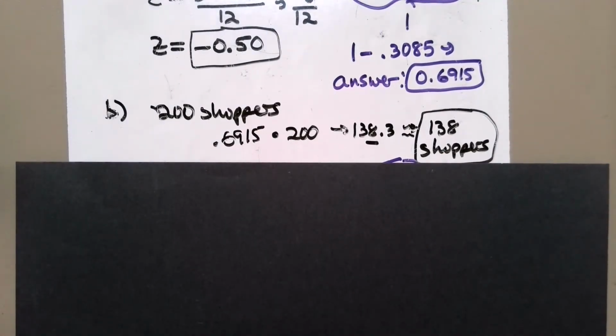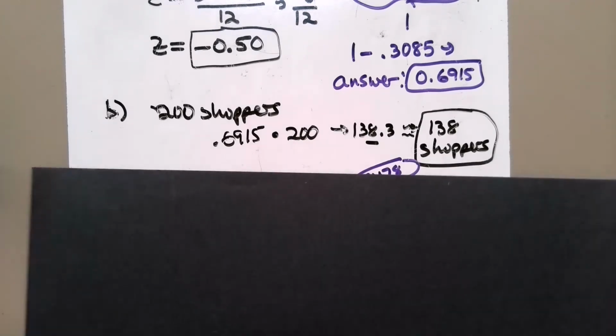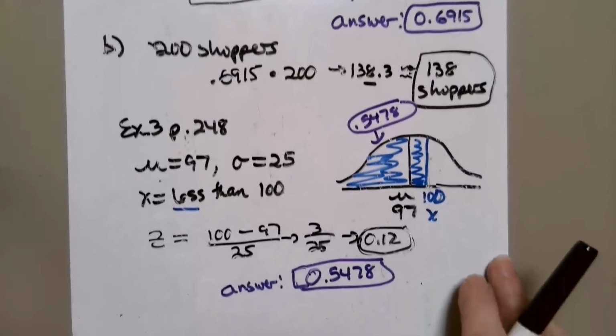That squiggly thing means approximately equal to. About 138 shoppers you would expect to spend more than 37 minutes in the store if you had 200 shoppers entering the store, which hopefully we won't know now in our time of social distancing, right?